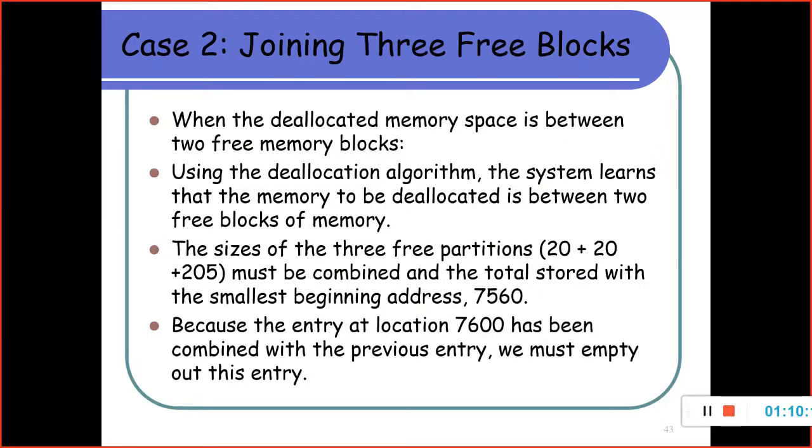Case 2, joining three free blocks. When the deallocated memory space is between two free memory blocks, using the deallocation algorithm, the system learns that the memory to be deallocated is between two free blocks. The sizes of the three partitions, 20 plus 20 plus 205, must be combined, with the total starting at the smallest beginning address, 7560. Because the entry at location 7600 has been combined with the previous entry, we must empty out this entry.